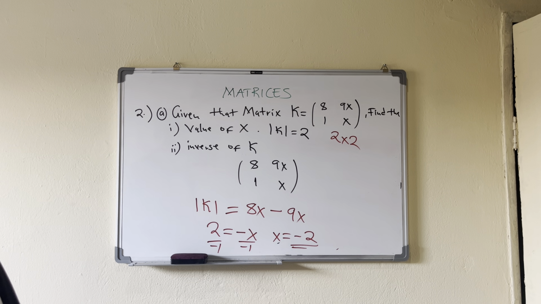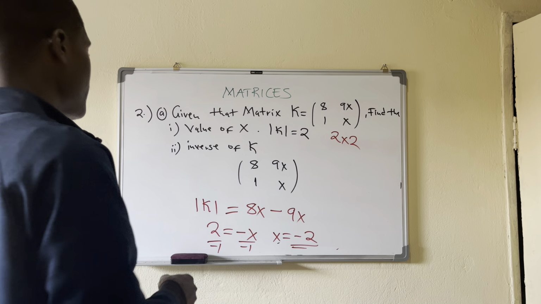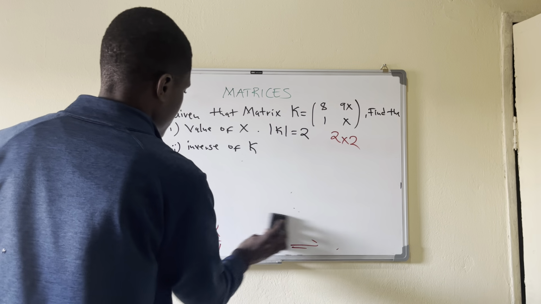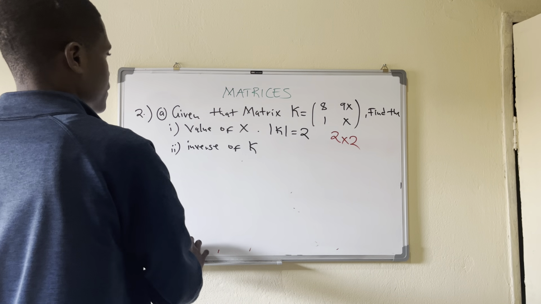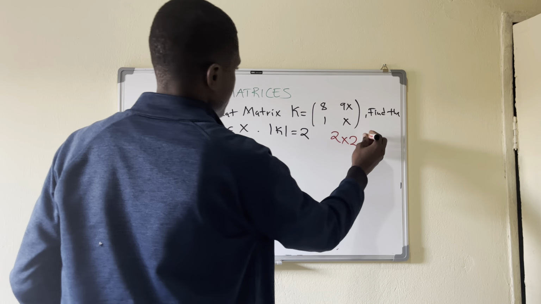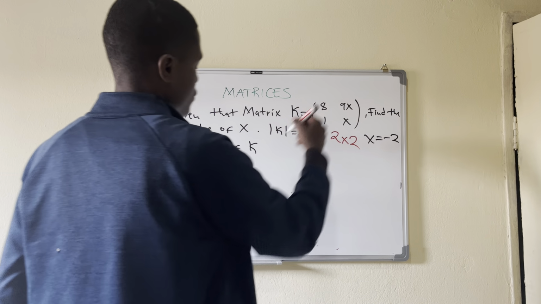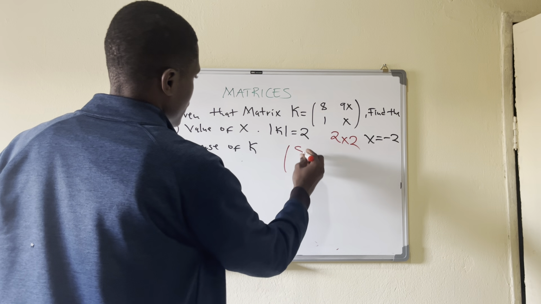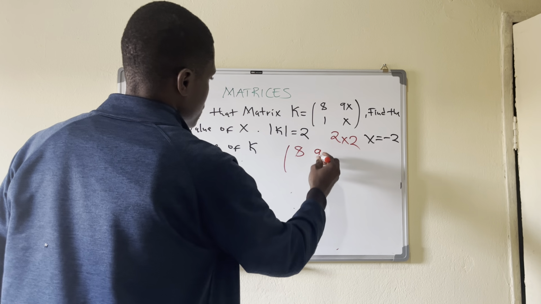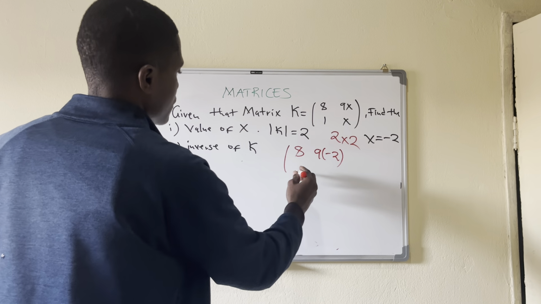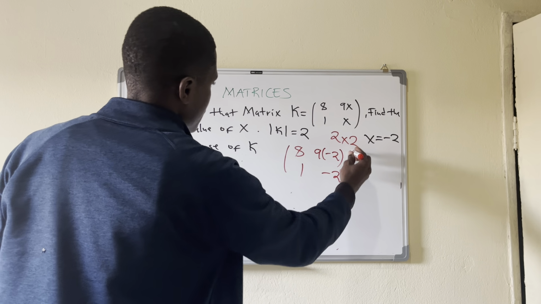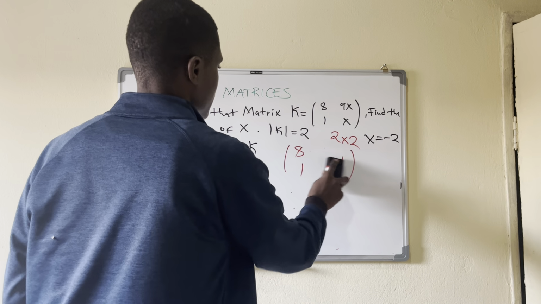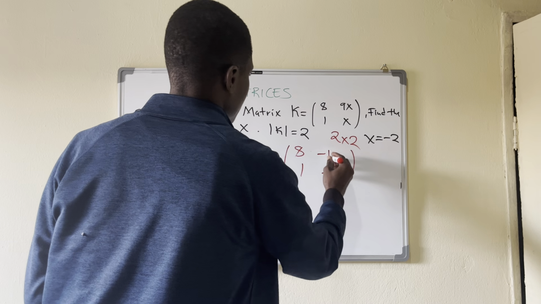Okay, so I've also shown you how to find the determinant. So take note of that. X is negative 2. So if you substitute back in our matrix there, we're going to have 8. Where there's x, we're going to put negative 2. We also have x there. So 9 times negative 2 is going to be what? Negative 18. So that is our matrix in full.